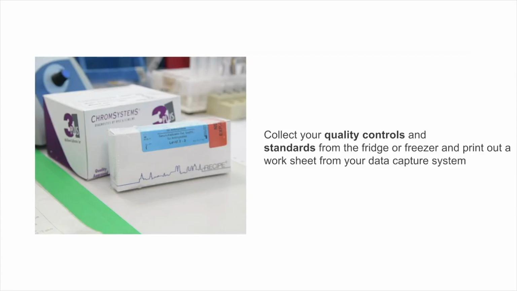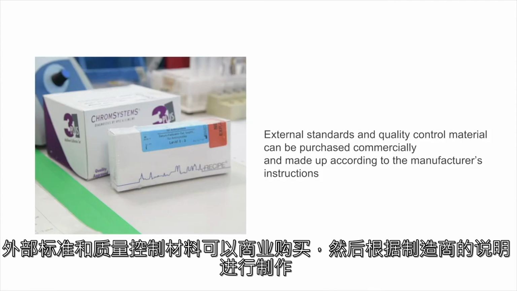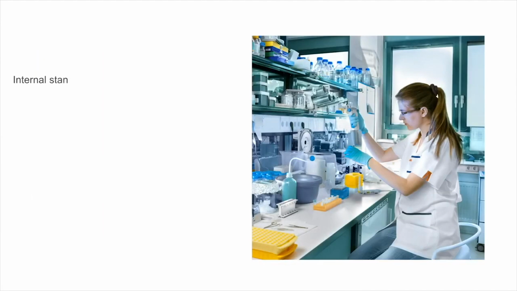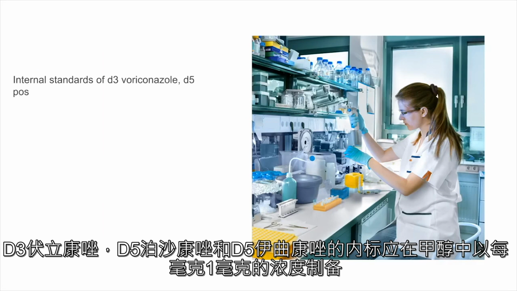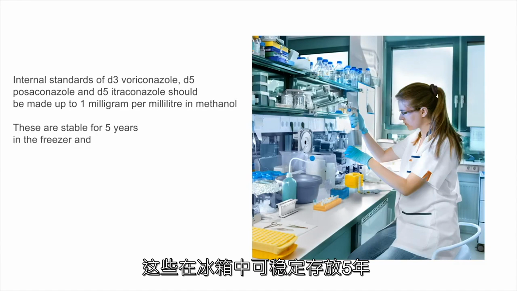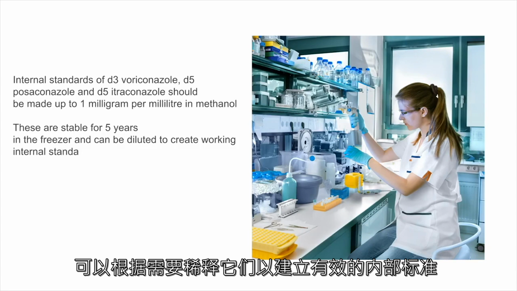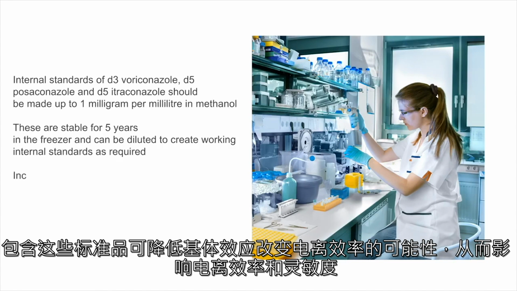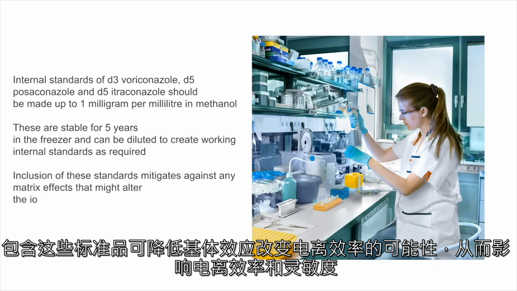External standards and quality control material can be purchased commercially and made up according to the manufacturer's instructions. Internal standards of D3 Voriconazole, D5 Posaconazole and D5 Itraconazole should be made up to 1 mg per milliliter in methanol. These are stable for 5 years in the freezer and can be diluted to create working internal standards as required. Inclusion of these standards mitigates against any matrix effects that might alter the ionization efficiency and adversely affect accuracy and sensitivity.